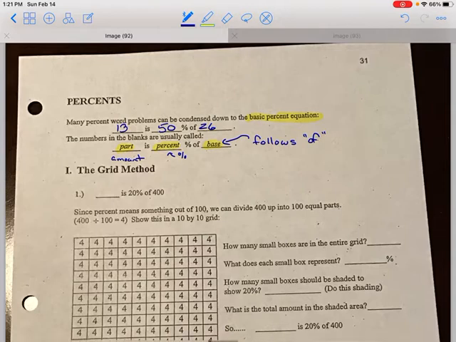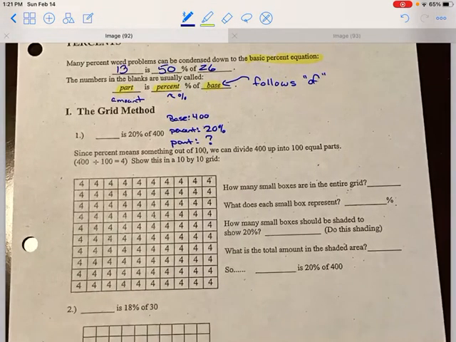So if we look at number 1, we have blank is 20% of 400. Okay, so if we identify our base, it's going to be 400. We can see that it follows the word of. Our percent is going to be 20%. And the part is what we don't know. So we're trying to figure that out.